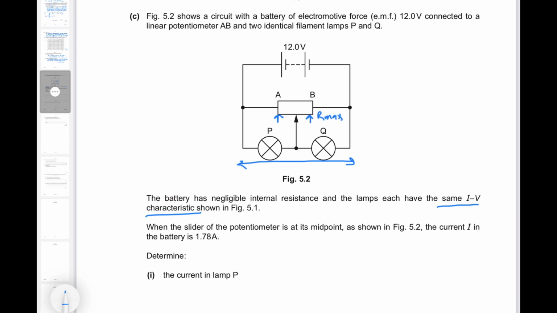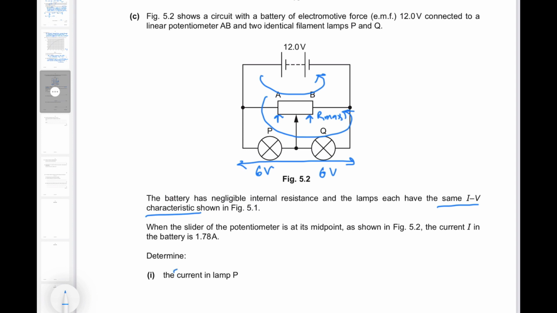I say 12 volts because in a parallel circuit, each loop gets the same voltage. So the upper circuit as well as the lower circuit would both get 12 volts. Again, P and Q have the same I-V characteristics, which means 12 volts would be equally divided among them. So the potential difference across P would be 6 volts, and that across Q will also be 6 volts.